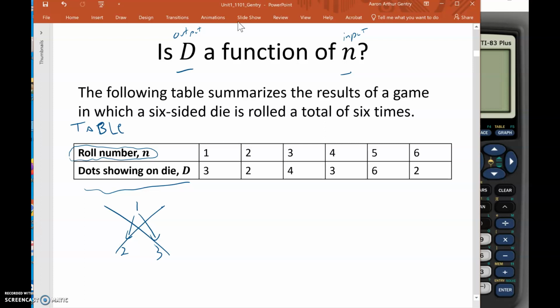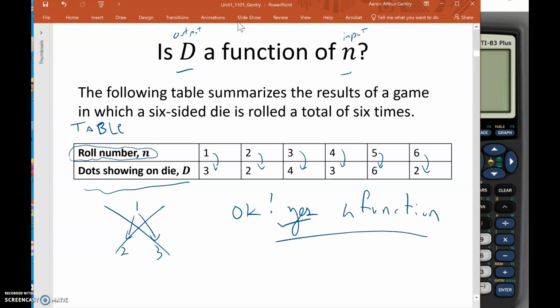But that doesn't happen here. We have 1 goes to 3, 2 goes to 2, 3 goes to 4, 4 goes to 3, 5 goes to 6, 6 goes to 2. And these arrows are indicating the kind of direction of the function. So this is okay. Yes. Each input has a unique output, so this is a function. All right.